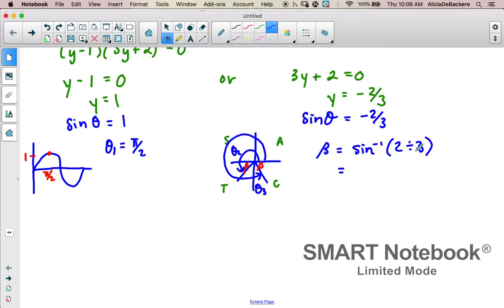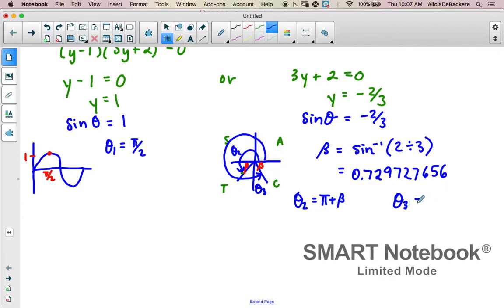And so I'm just going to type that into my calculator. I'm making sure that my calculator is in radian mode when I do that, and I get this lovely decimal here. All right, so now that I've got my beta, I can figure out my two thetas. I can see from the diagram, here's the terminal arm for theta 2 right here. And that terminal arm is pi plus beta.